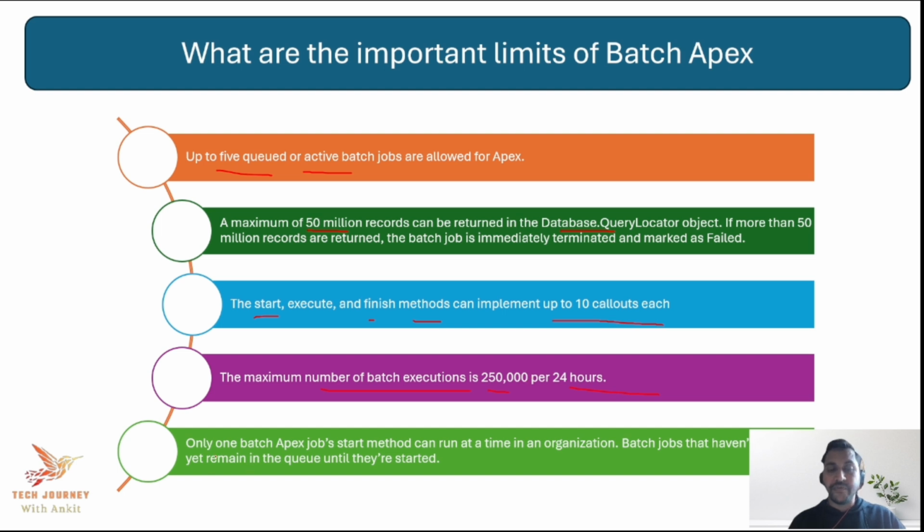And the last one here, which is again not known to many people: only one batch Apex job start method can run at a time in an organization. So in your org, at a time only one batch Apex start method is running. In case that method is running, other jobs will be in the queue. Again, they will not fail, they will be in the queue. However, multiple execute methods can run in parallel. So keep a note that only one start method can be running at a time. Batch Apex jobs that haven't started yet remain in the queue until they are started.